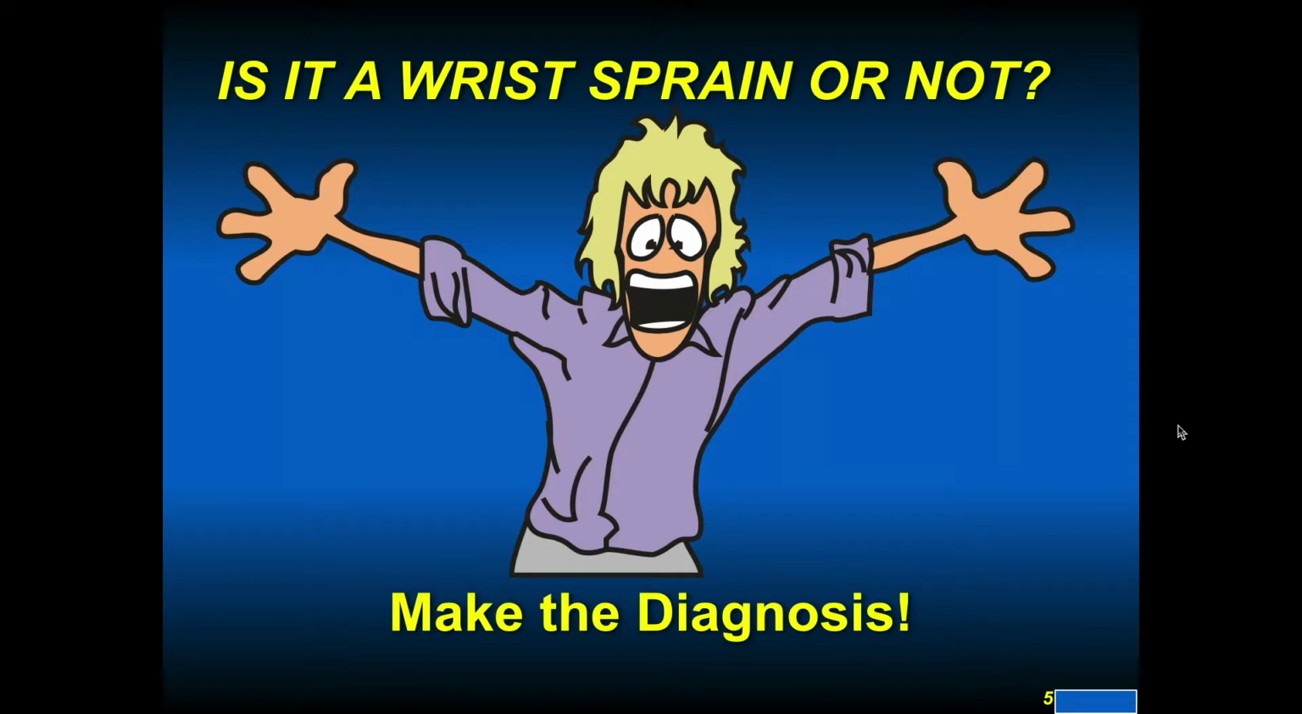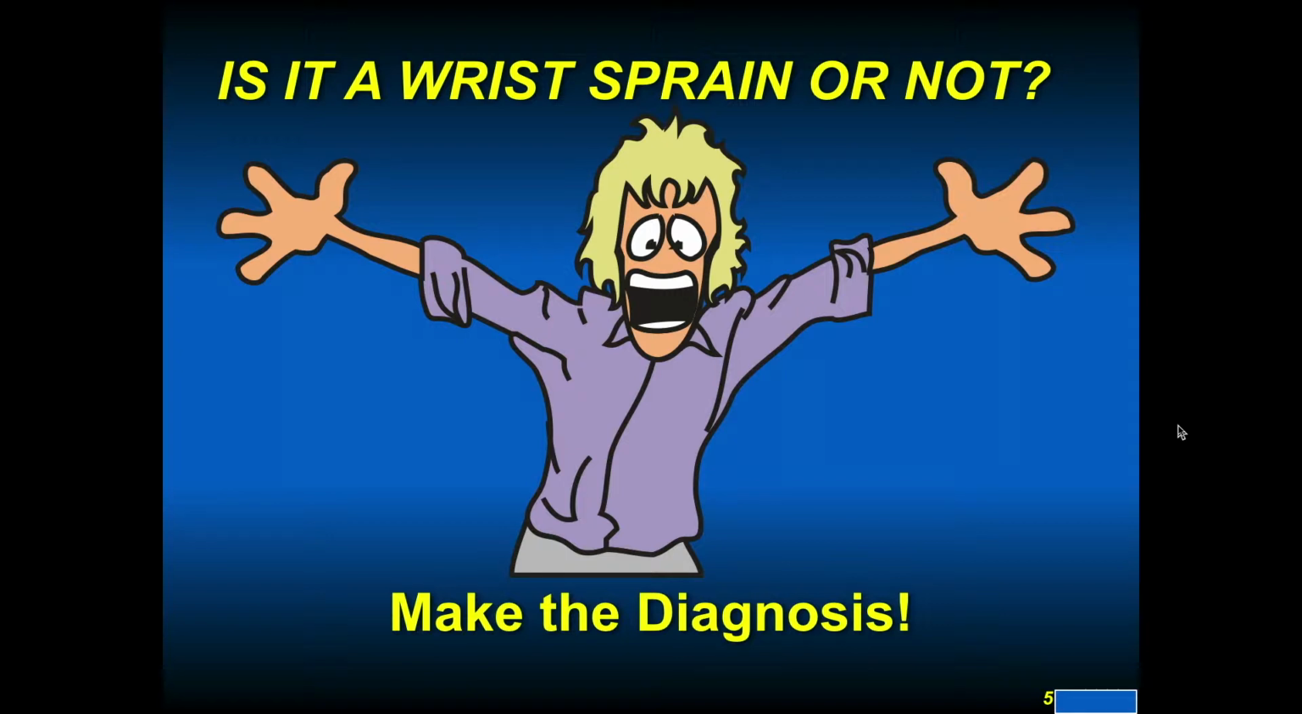Is it a wrist sprain or not? You've got to make the diagnosis. Wrist sprains do exist. However, the injuries and diagnoses you don't want to miss are a scaphoid fracture, hamate fracture, scapholunate disassociation. You don't want to miss those diagnoses.